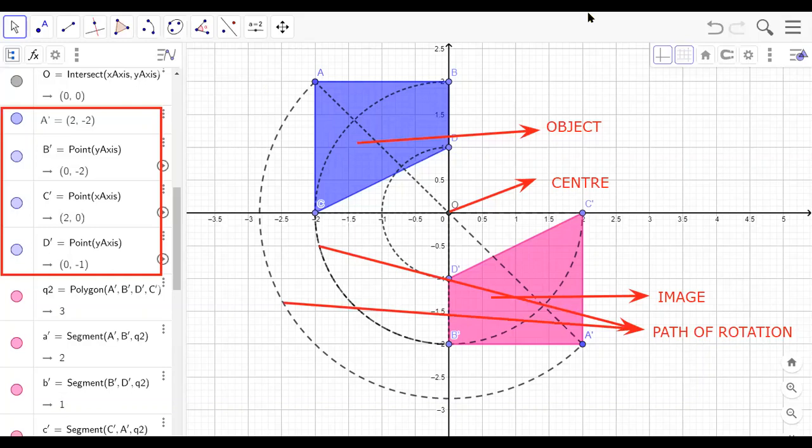Okay, my dear students, you can take the screenshot so that you will be very clear while doing homework. These are the needed things which we have given the names: object, center, image, and path of the rotation. These are the required things, and this is the output also. Here we solved these questions, and this is the rotation about 180 degrees.